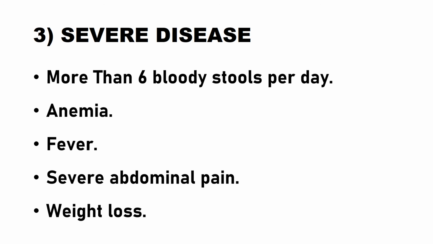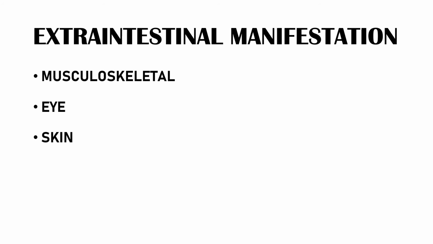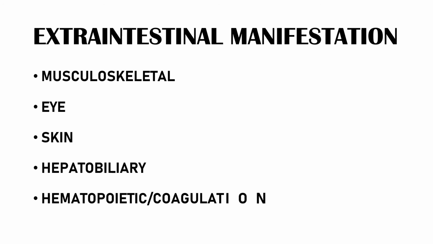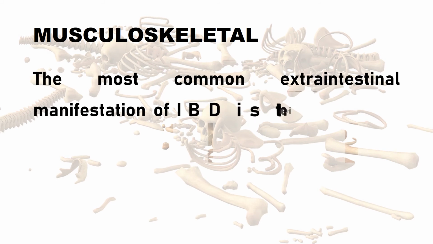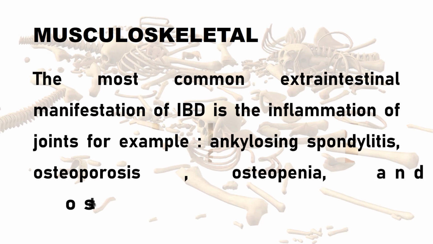Weight loss. Extraintestinal manifestations of inflammatory bowel disease and ulcerative colitis include musculoskeletal, eye, skin, hepatobiliary, hematopoietic/coagulation, and pulmonary manifestations. The most common extraintestinal manifestation of IBD is the inflammation of joints, for example, ankylosing spondylitis, osteoporosis, osteopenia, and osteonecrosis.